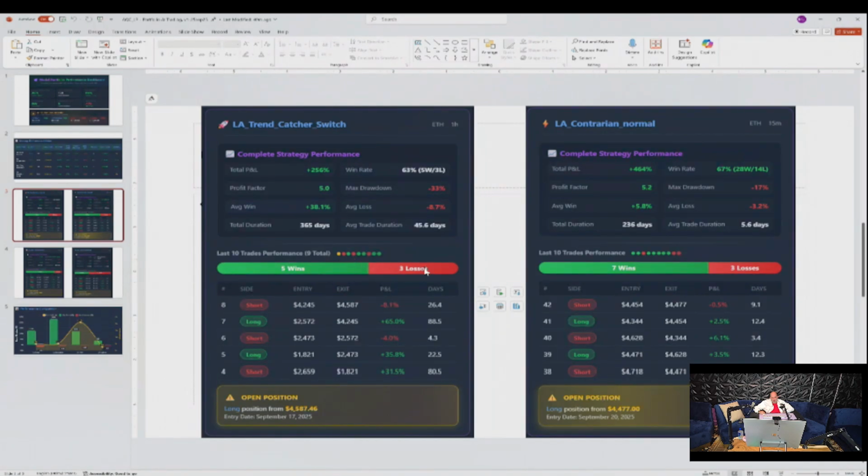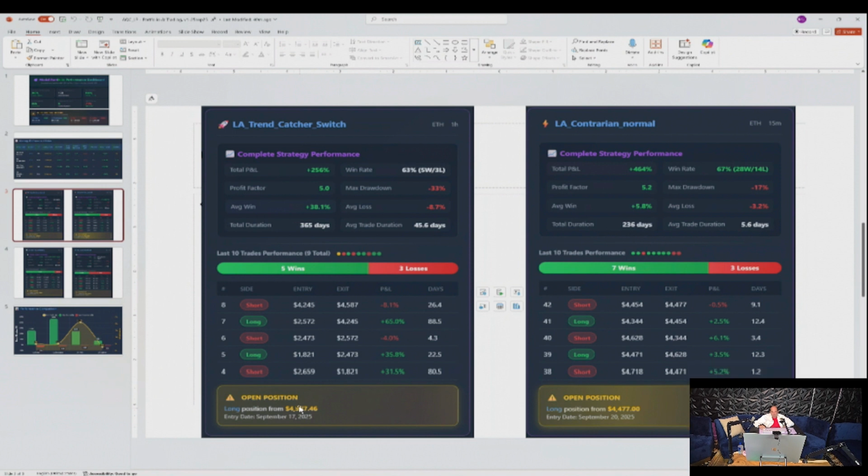and how many of them lose. Pretty good data, as you could see, 7 to 3 here, 5 to 3 here. You could see the open positions, long or short, and the date when it was opened. So if you are planning to enter, you could look against that automation, against this strategy, which is pretty successful, and just see what it's doing.